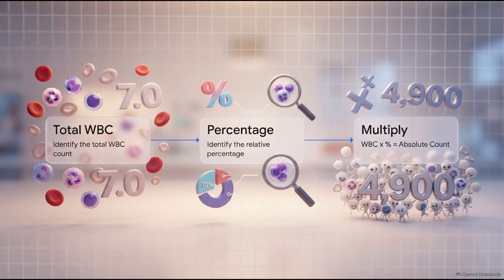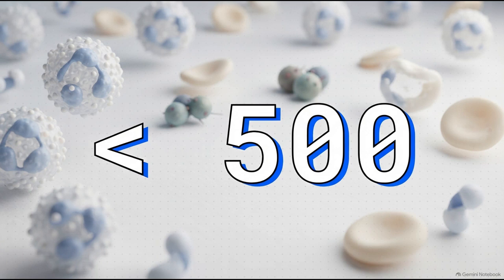Now, what's absolutely crucial is translating relative percentages into concrete evidence. A relative percentage alone doesn't give you the whole story. You have to multiply the total WBC count by that percentage to get the absolute cell count. So a total WBC of 7.0 times 70% gives us 4,900 per microliter. That is the actual hard number of troops on the ground. And this specific number brilliantly illustrates the clinical stakes.